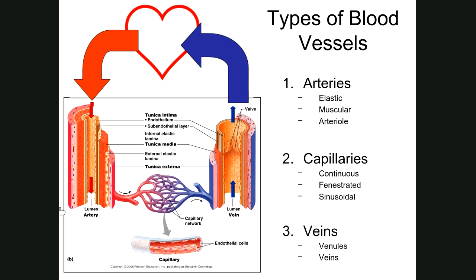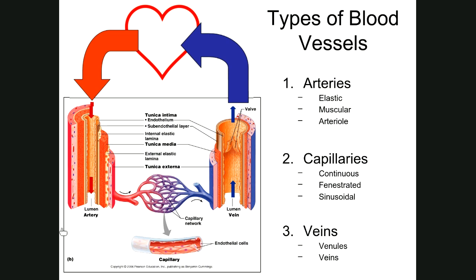And because of that, with arteries and with veins, we don't see gas exchange happening. We don't see nutrient exchange happening just because their walls are too thick. So capillaries are the only place where we can see that gas exchange and nutrient exchange happening between the blood and the tissues.